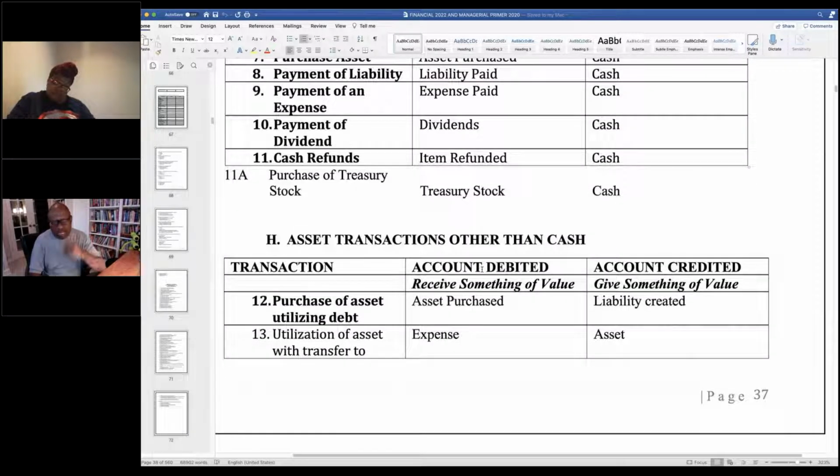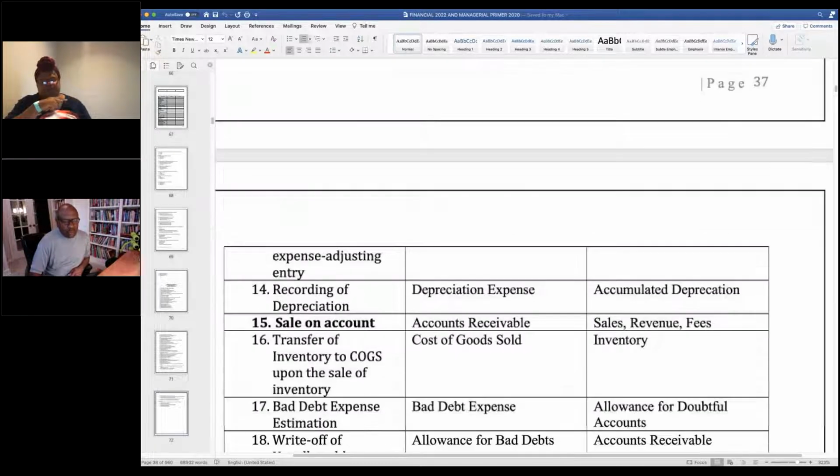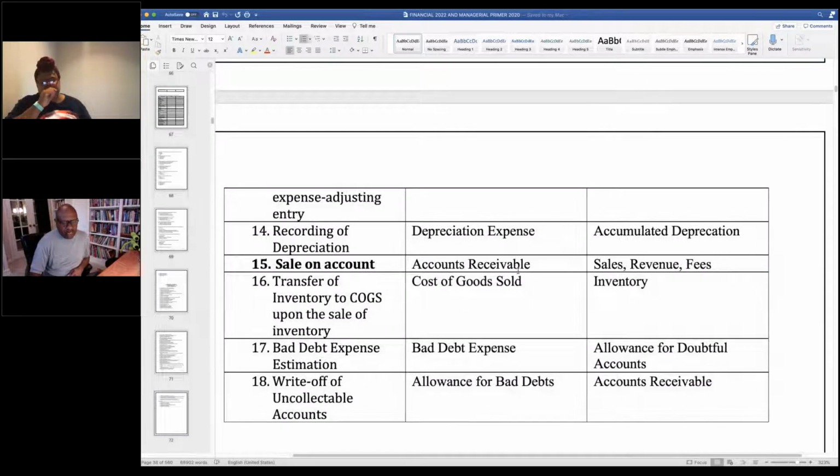Sometimes we'll have transactions other than cash. So I purchased an asset utilizing debt. That's just like using your credit card. Then you debit the asset purchase and you credit the liability created. And the only other thing we're dealing with is when you have a sale on account.